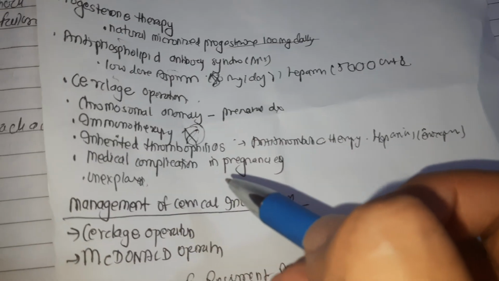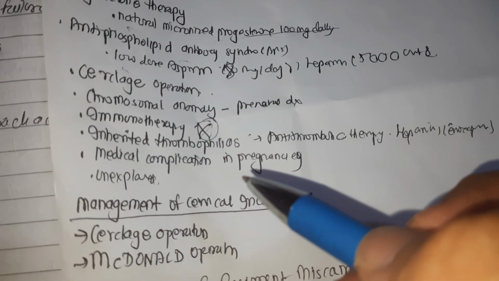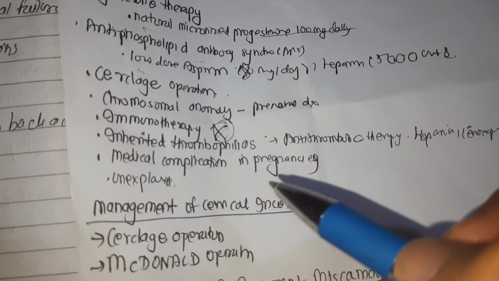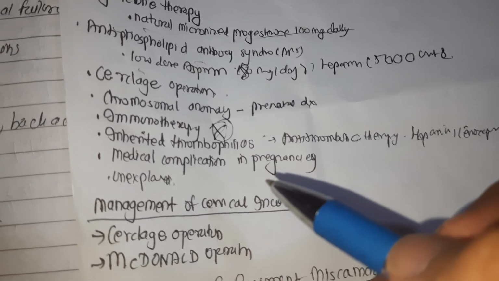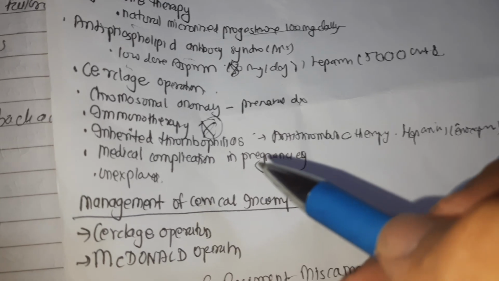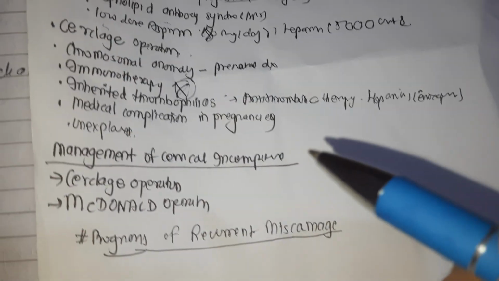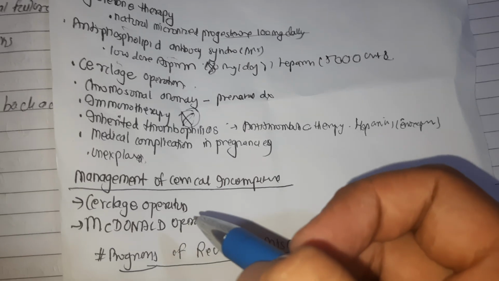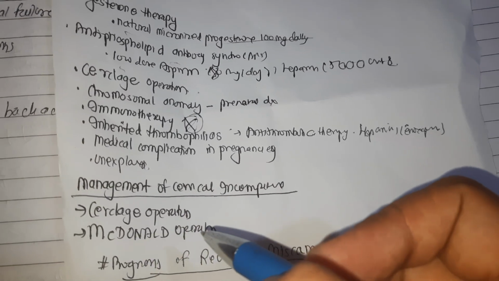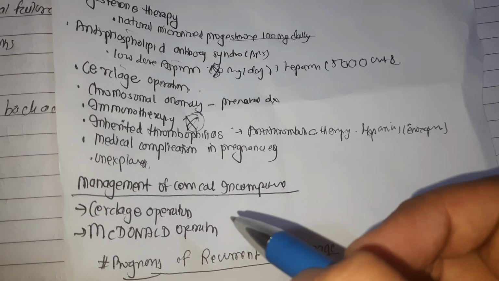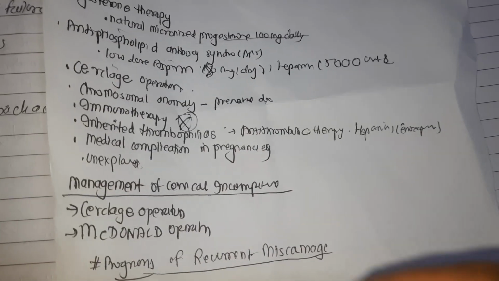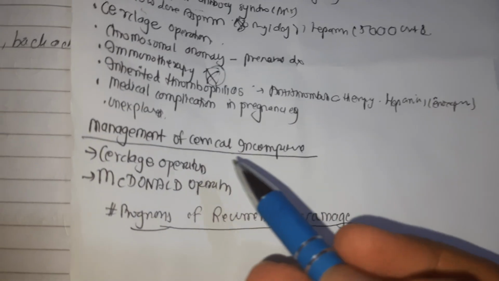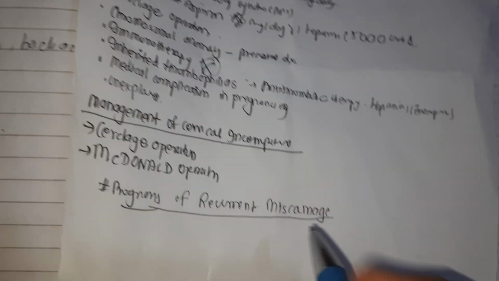And unexplained, despite the different investigations, about 40 to 60% of recurrent miscarriages remain unexplained. However, tender loving care and some supportive therapy improves the pregnancy outcome by 70%. So for management of cervical incompetence, we have to do two operations. One, we have the cerclage operation, and next we have the McDonald's operation. The details about this operation are not so important at our level.